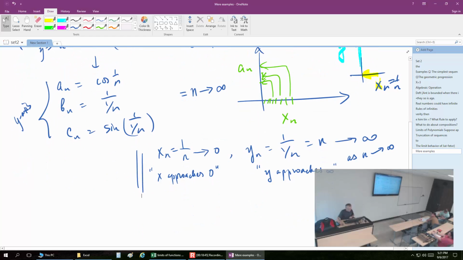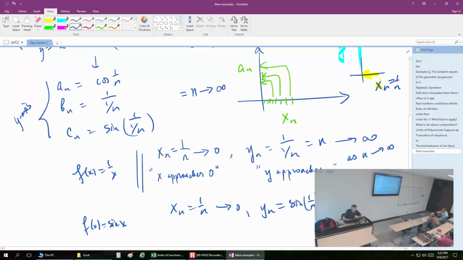Let me start over here. So this was f of x equal to 1 over x originally. Now we have f of x equal to sine x. So xn was still 1 over n, goes to 0. And yn is sine of 1 over n, which cannot be simplified.